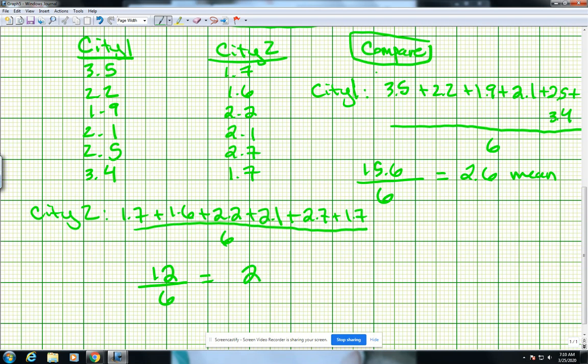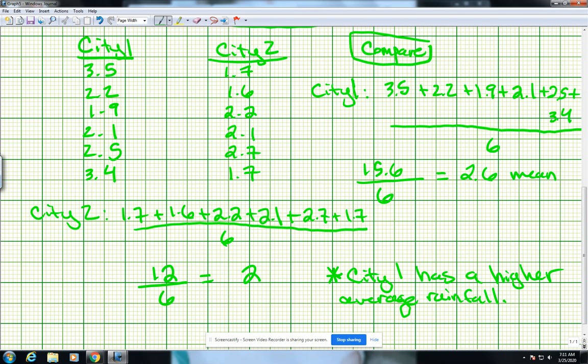So now if I'm going back to our question, it says compare them. Well, I found both of the means, but I need to write some kind of comparison statement. So it looks like City 1's average is 2.6 and City 2's average is just 2. So we can say for our comparison statement that City 1 has a higher average or mean rainfall because 2.6 is higher than 2. And we're done with example 2.